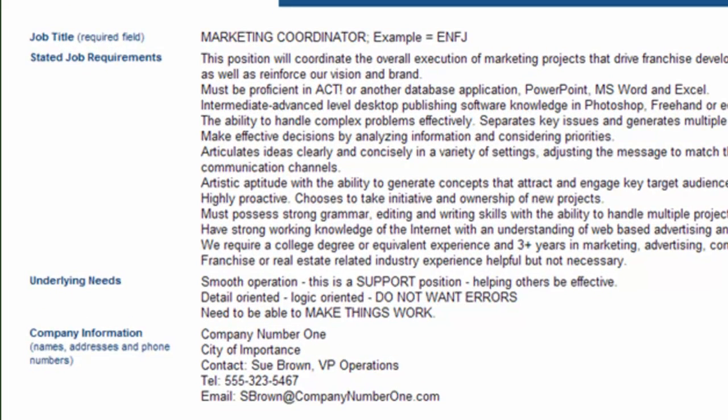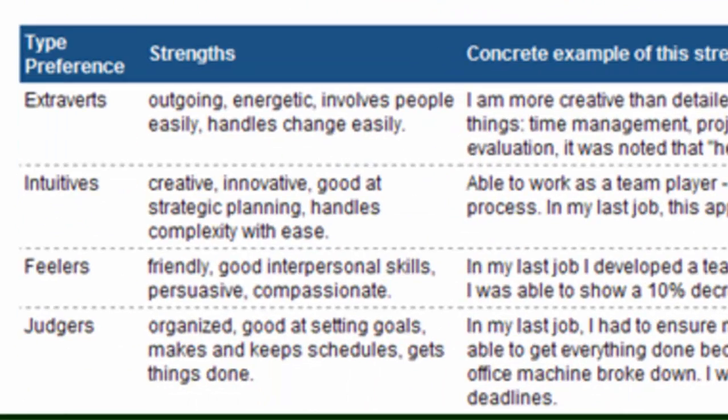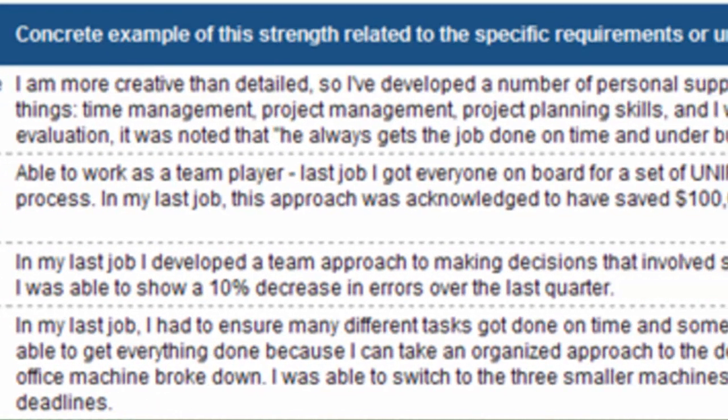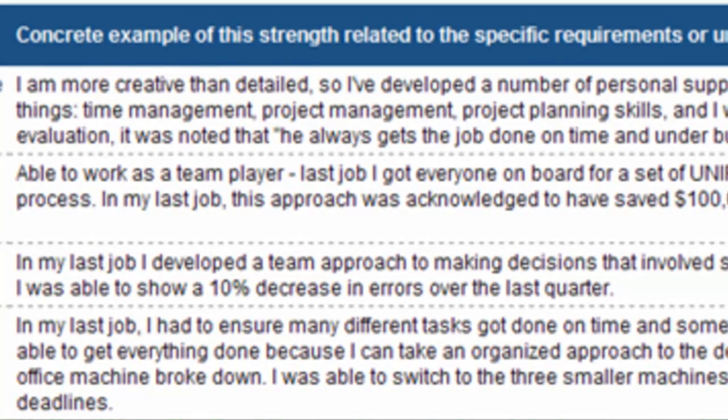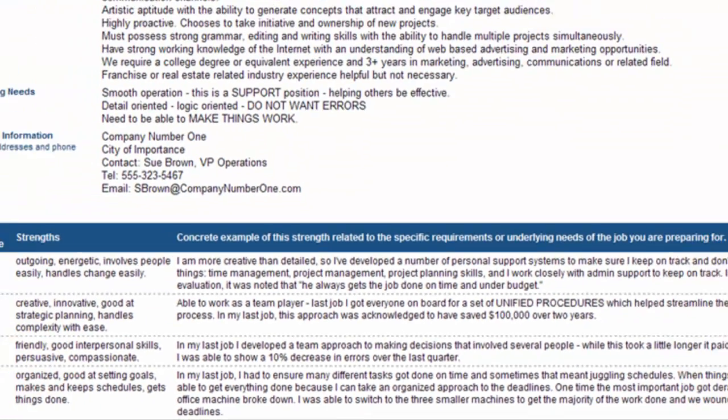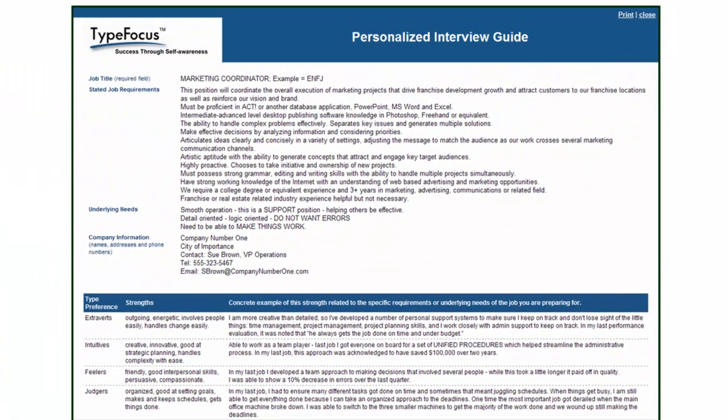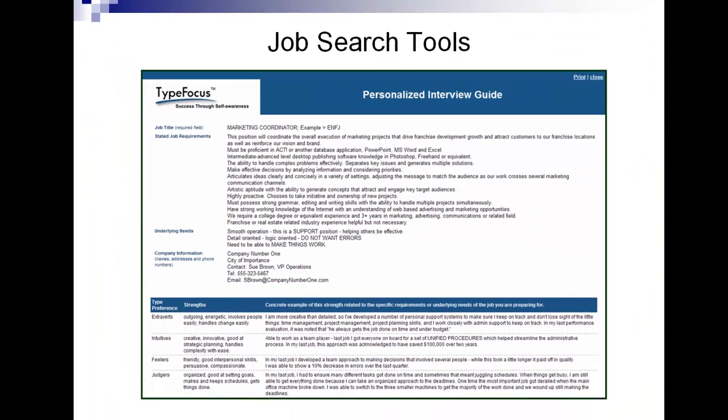The top half is all about the employer and acts as a reminder to the user of what the employer is looking for. The bottom half contains their personality strengths. The bottom right contains the concrete examples of how these strengths relate to the specific requirements of the job. By printing the guide and taking it to the interview, the user can calm herself and remind herself of the key elements of the position and how she can meet those needs.